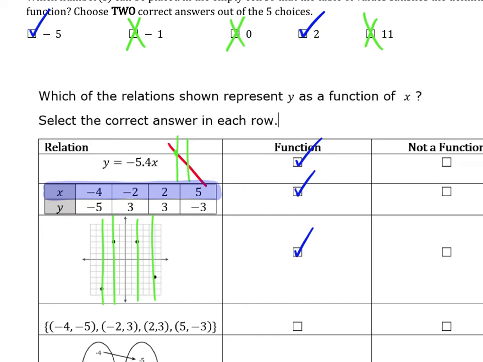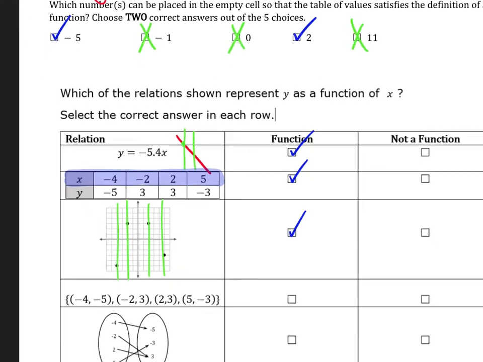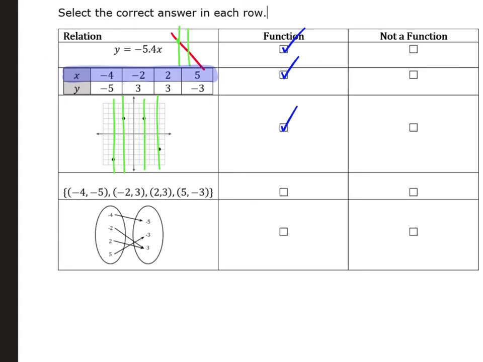Moving on, I'm going to coordinates. And again, I'm only concerned with my x values. My x values are always listed first, so I'm going to highlight those in blue. And then I'm going to check to see if any of them repeat. I have -4, -2, 2, and 5. None of those repeat, so that is a function of x.